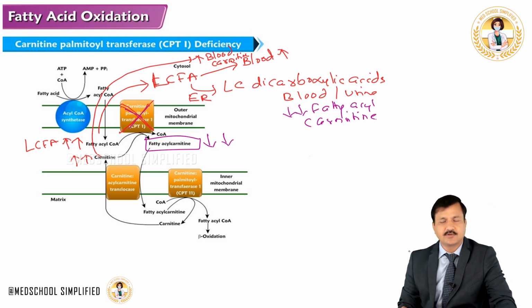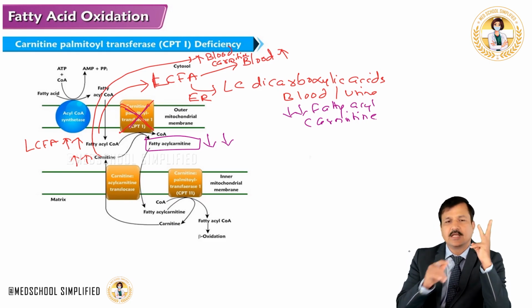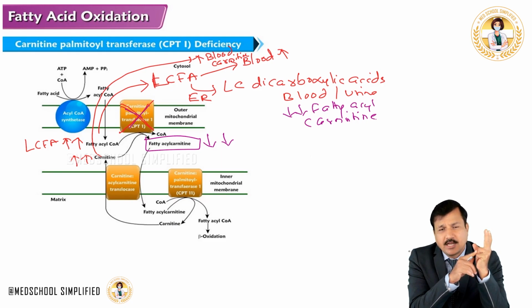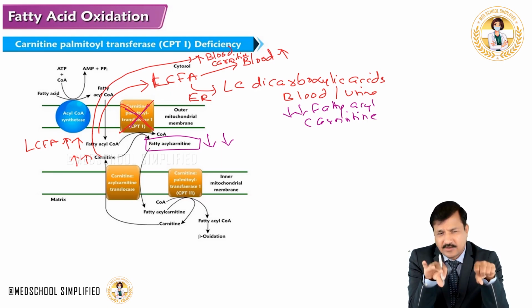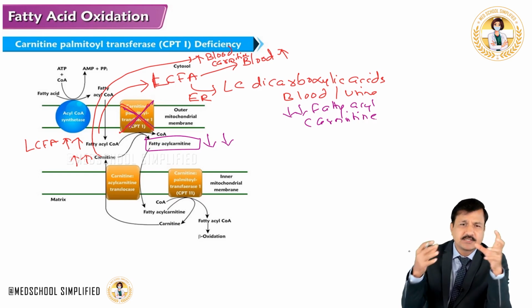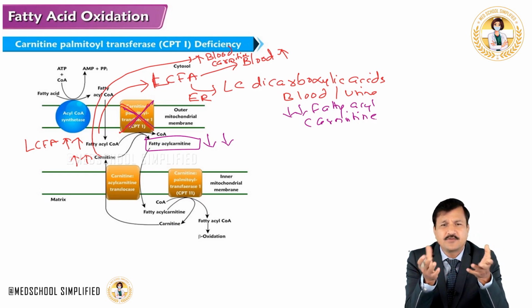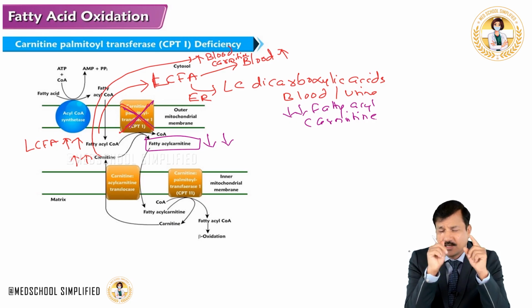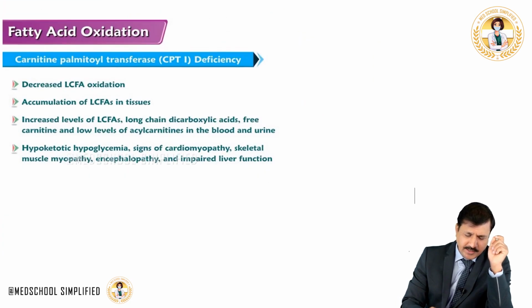So these are the findings that you see in CPT1 deficiency: increase in LCFAs in the blood, increase in long chain dicarboxylic acids, increase in free carnitine levels in the blood and urine, and decrease in acyl carnitine levels in the blood. Long chain fatty acyl carnitine levels will be decreased because the enzyme that is esterifying carnitine with the fatty acyl-CoA itself is decreased. That's the most important information that you need to remember to diagnose CPT1 deficiency. Okay, remember that.